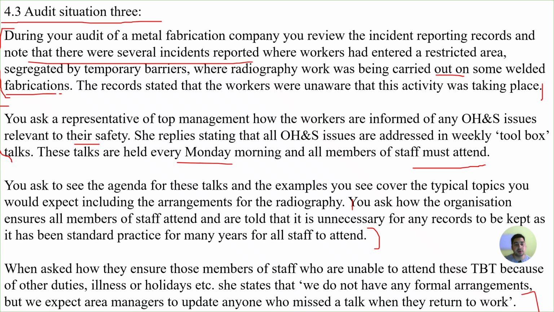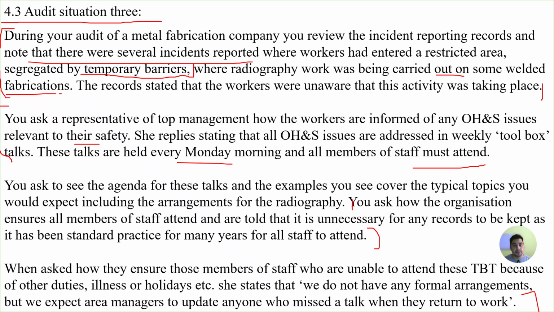What is the control measure here? The control measure is the temporary barrier. The temporary barrier control measures are not effective. That's why the people are crossing the area. One issue: the control measure is not effective. That's why the incidents or accidents are repeating. So that is one reason why it is an NCR.